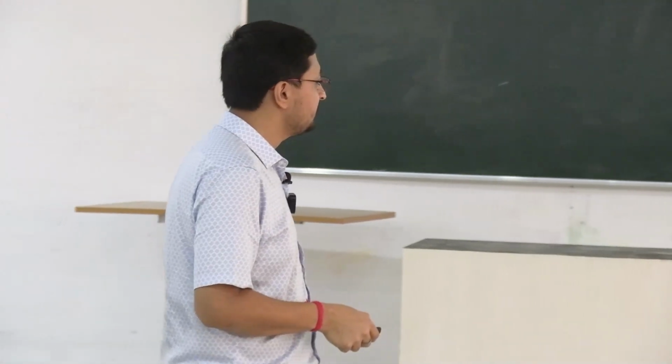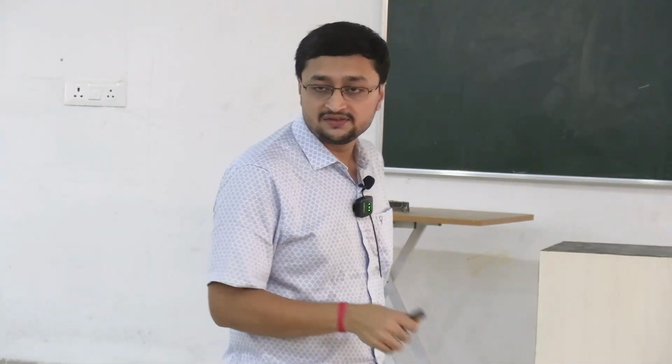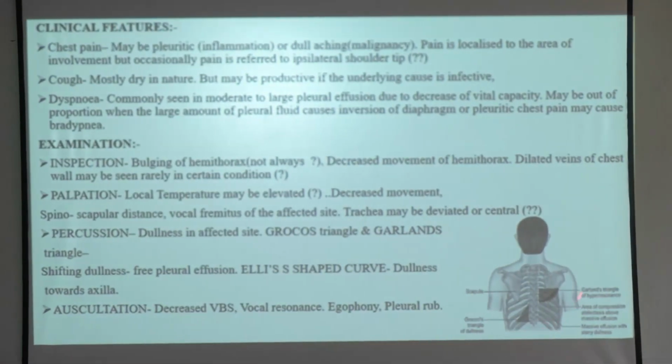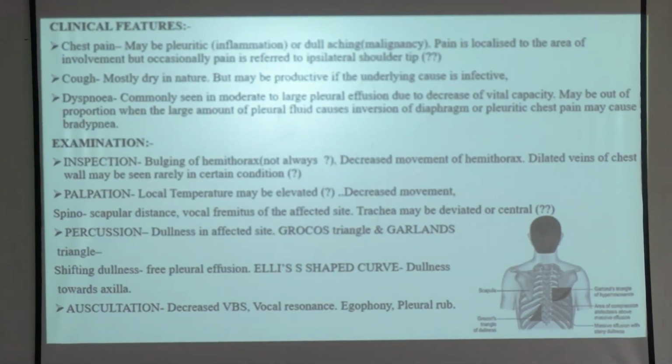So suppose this area is Garland's triangle of hyperresonance. Suppose this is a consolidated area. You may find egophony in this area. What is egophony? The E sound turns into A because of the consolidated part, with nasal intonation. So this is called egophony or E to A transfer because of this consolidated area.